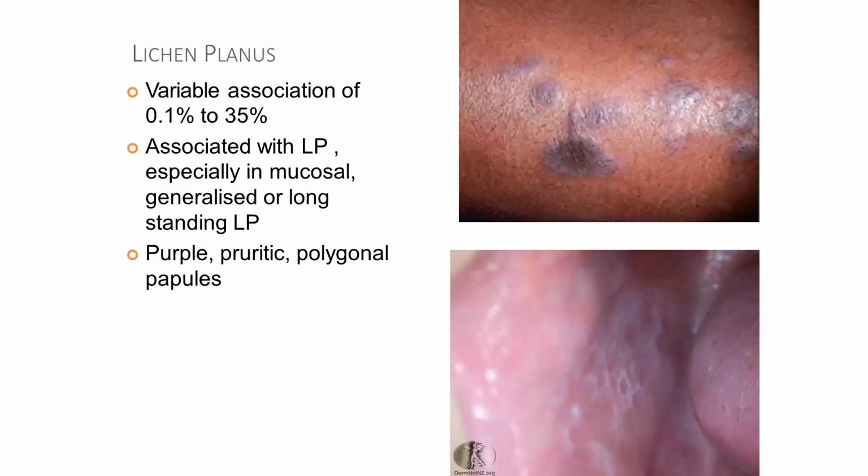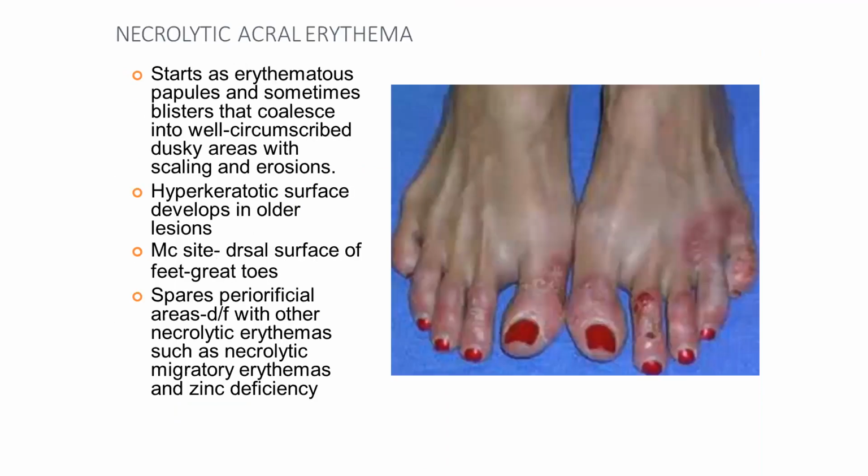Then lichen planus is associated with hepatitis C, especially the mucosal variety, generalized or long-standing LP. Purplish pruritic polygonal papules, as is seen in lichen planus. We have already done this. Necrolytic acral erythema starts as erythematous papules and sometimes blisters that coalesce into well-circumscribed dusky areas with scaly erosions.